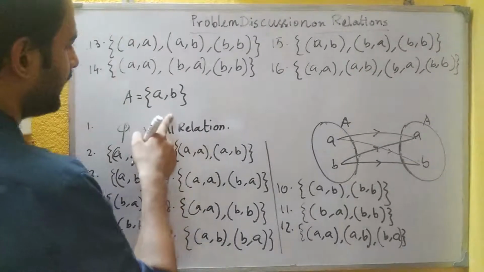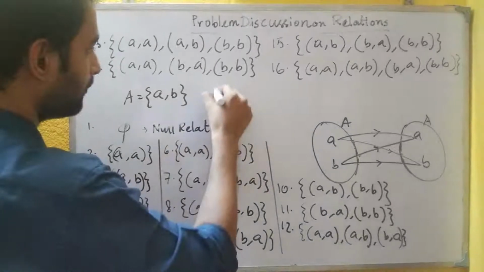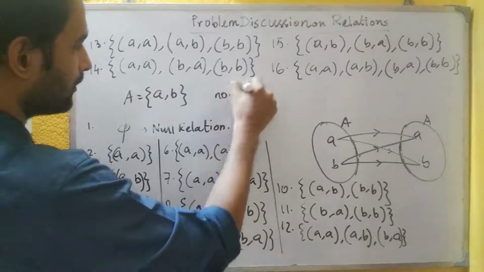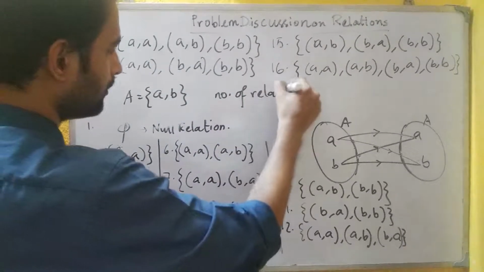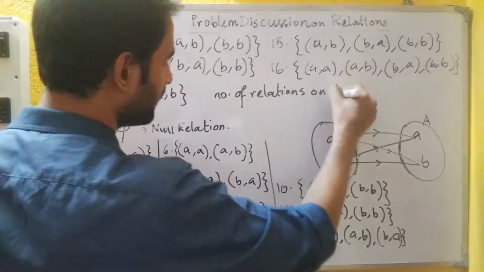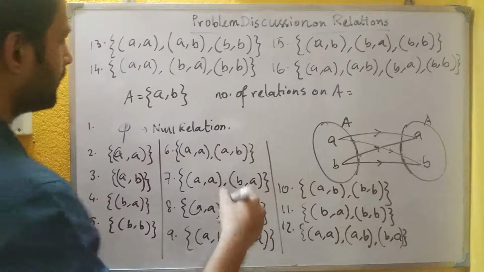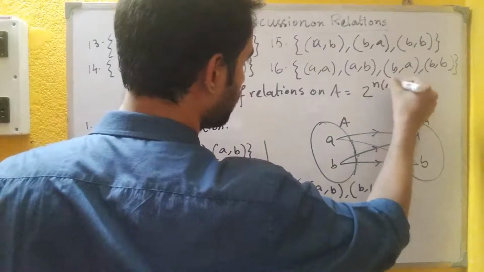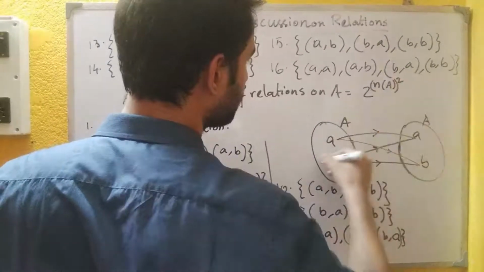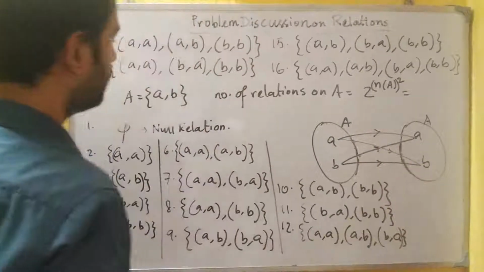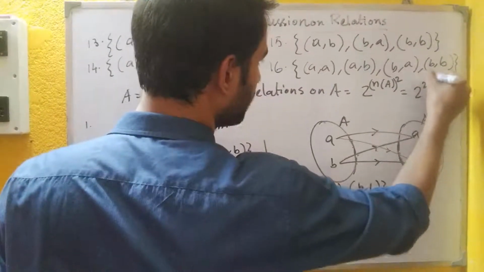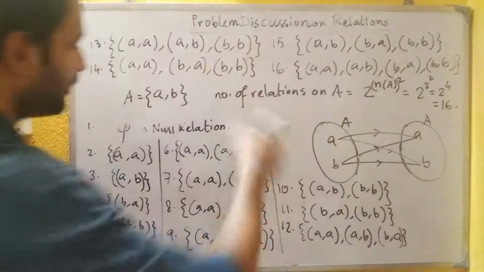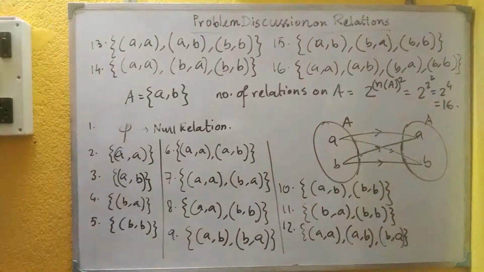Now you can verify, if A has 2 elements, then the number of elements in the power set of A cross A, that means the number of relations on A, can be calculated by the formula 2 to the power of n(A) whole square. And it is giving 2 to the power 2 square, that means 2 to the power 4, that means 16. So we are having all the 16 relations here.